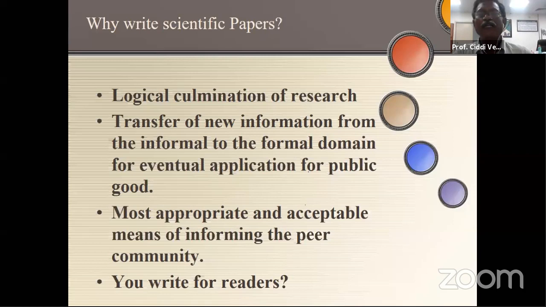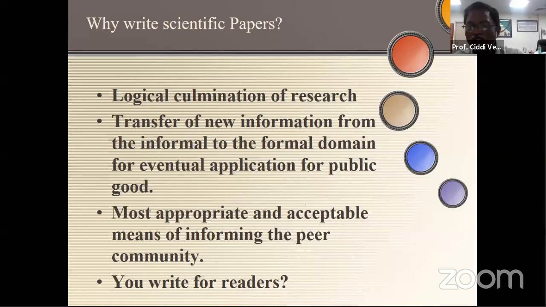For example, you have done a great experiment in Palamuru University under the guidance of Prabhakar Reddy Garu. Then what is the use? Only your people will know. But it has to be transferred. So you try to publish in good journals. And then it is the most appropriate, acceptable means of informing the peer community. You have a lot of peer communities now thanks to the internet, and the whole world has become one. So if you publish a paper, it will be available throughout the world. So your image also will go up.